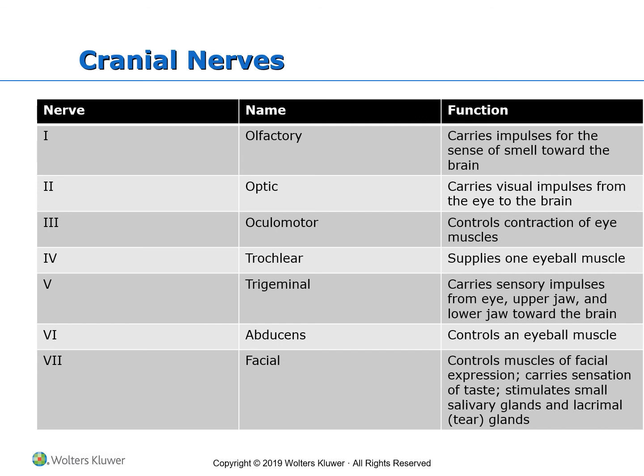Trochlear, number 4, supplies only one of the muscles of the eye. And when I'm saying the muscles of the eye, we are talking about what are called extrinsic muscles of the eye. Number 5, trigeminal, is called trigeminal because it has 3 branches. It provides sensory information from the eye, upper jaw, and lower jaw. Number 6, abducens, provides motor control for one extrinsic muscle of the eye.